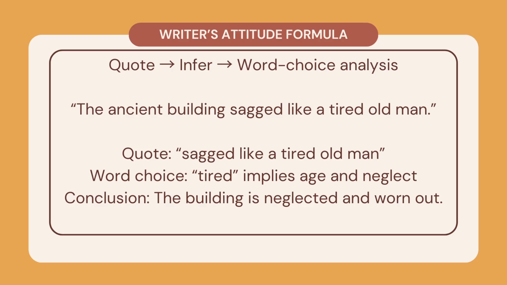Here's a quick example. The ancient building sagged like a tired old man. The quote is sagged like a tired old man. The infer is that it suggests weakness and exhaustion. Word choice would show tired implies age and neglect. So, in conclusion, the answer is going to be: sagged like a tired old man. The conclusion would be the writer shows the building is neglected and worn out.